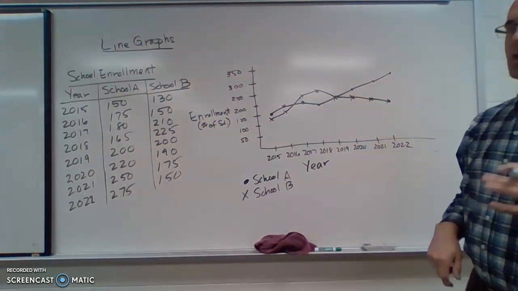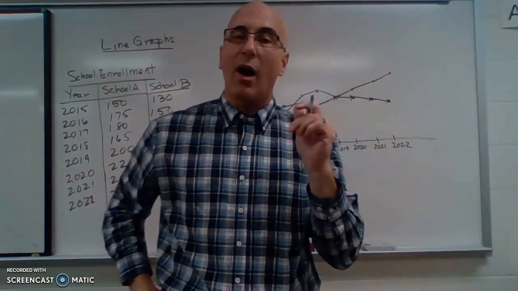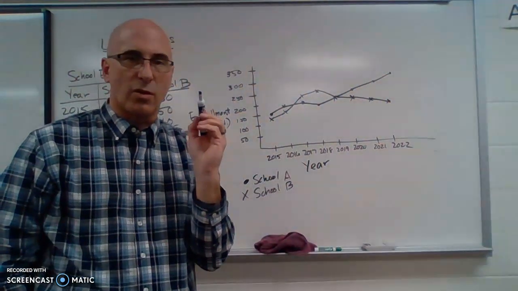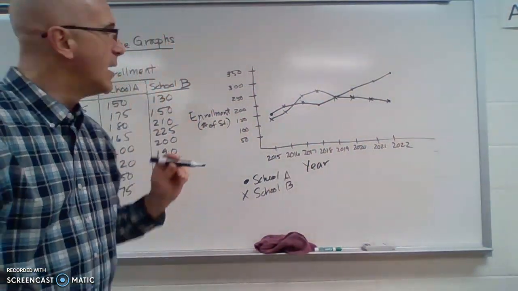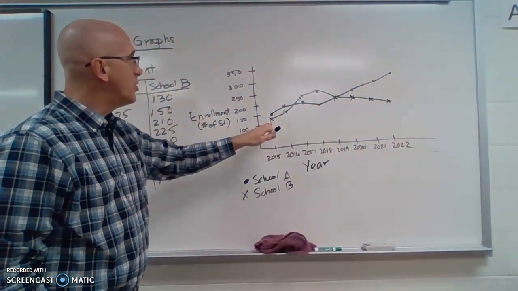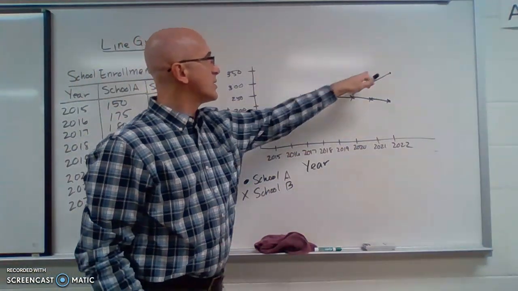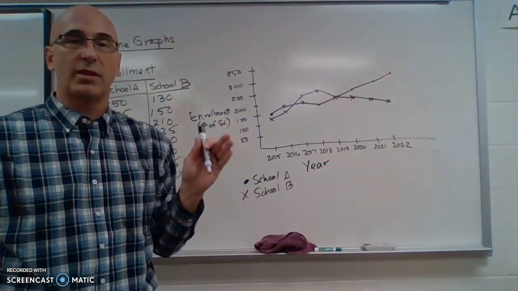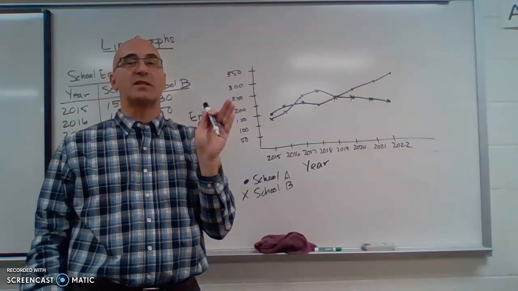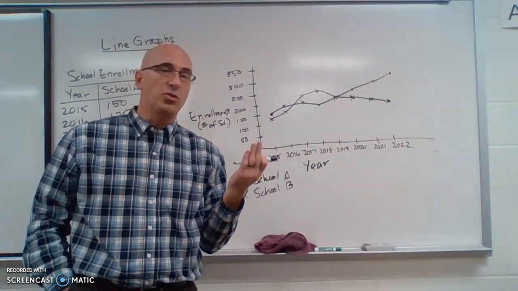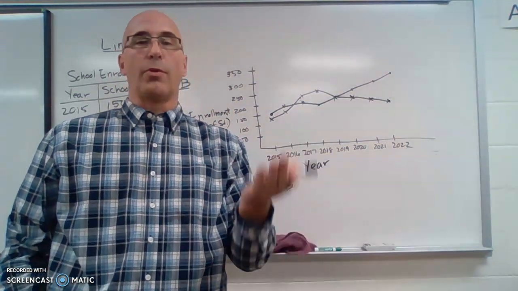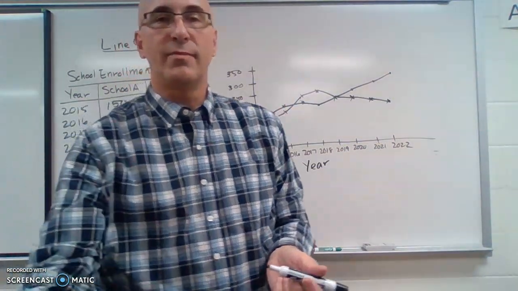lines. So if you had two different colors of pencils or markers or pens, or I could have used a different color dry erase marker. So we can see now, if we knew that one set of data was one school and another set of data was the other school, we can see what was happening at the same time to their school population. So that is how you construct and interpret line graphs. Now go practice.